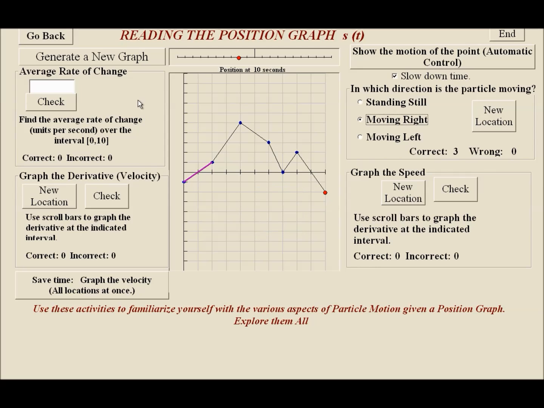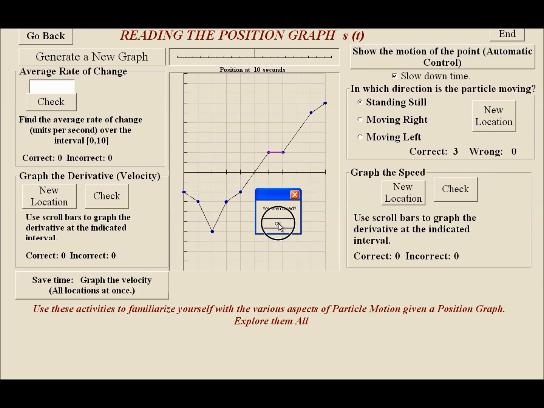I should probably create a new graph because if the AP people ask you, they would probably put some place where the thing was standing still, which would be right here. On the position graph, if it's not moving left or right, it's standing still. So, new location, it's standing still. New location, moving left.